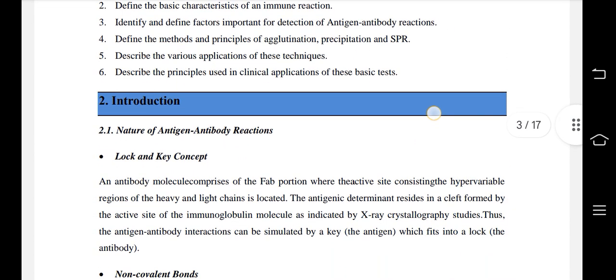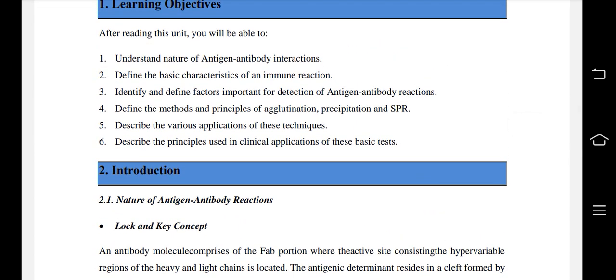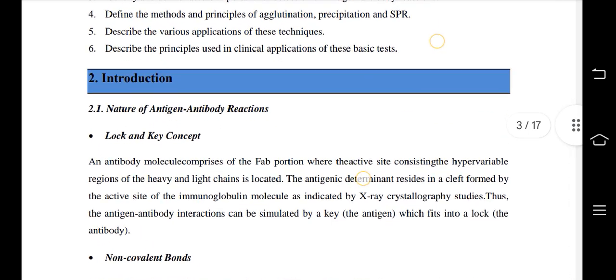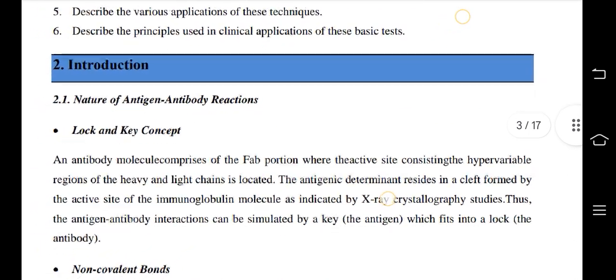Some important aspects related to antigen antibody interactions, basic characteristics of immune reaction, detection of antigen antibody reaction, and the factors that define them. Then principles of agglutination, precipitation, and SPR, avidity, and some other aspects. So let's start. Nature of antigen antibody reactions.